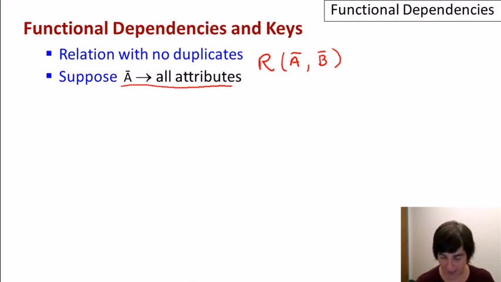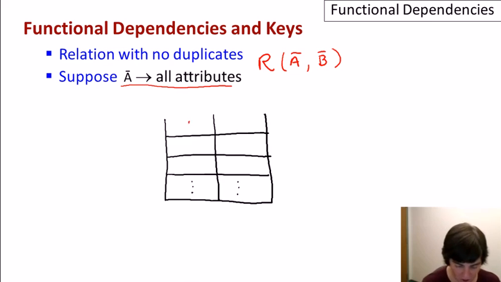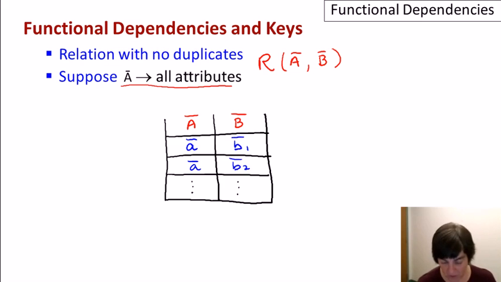Now let me draw a picture of that. So here's our relation R with attributes A and attributes B. And now let's suppose that we have two tuples with the same values for A. So we'll just write those as little a bar. And now let's see what happens with the B values. We'll make them B1 bar and B2 bar. Because we have the functional dependency, the equal values here for A say that B1 and B2 have to be equal. So B1 equals B2. Let's just erase the little 1 and 2.